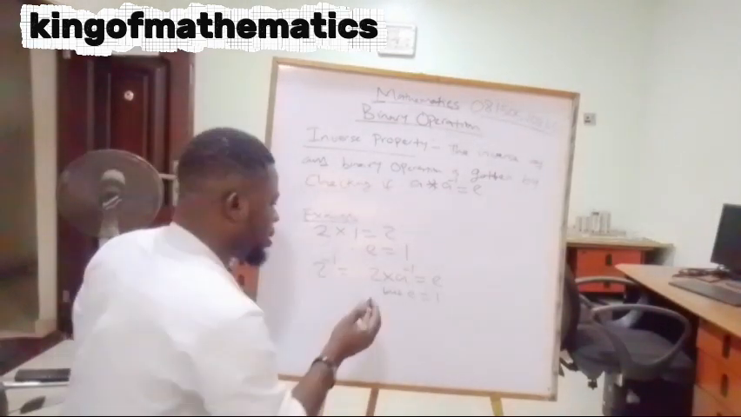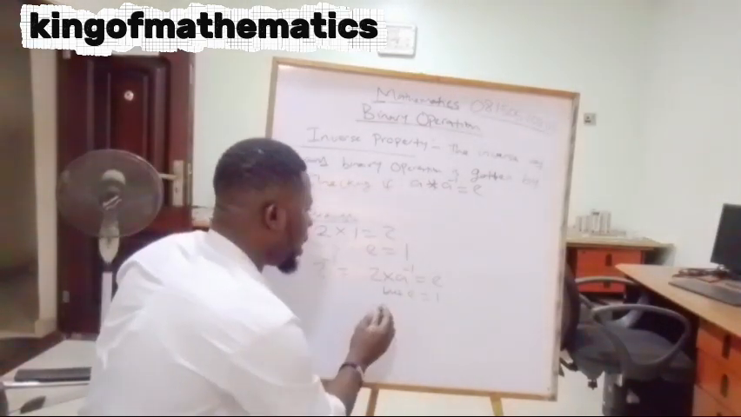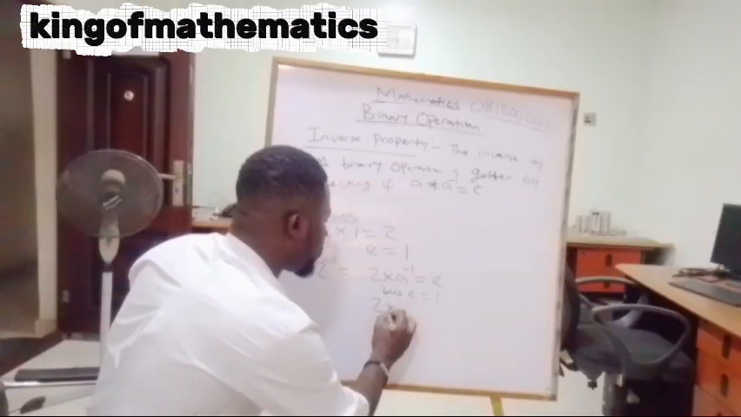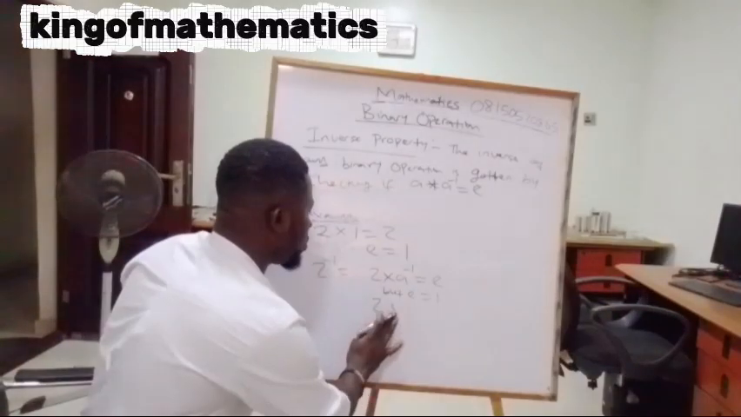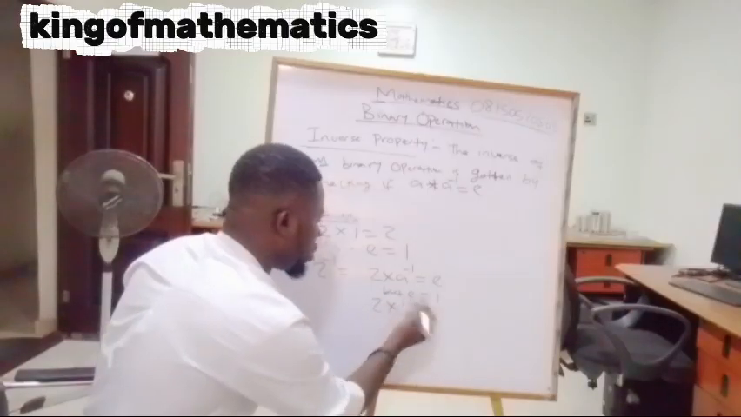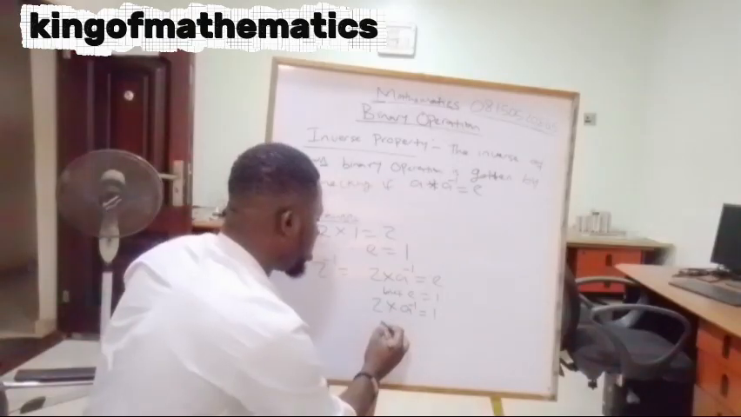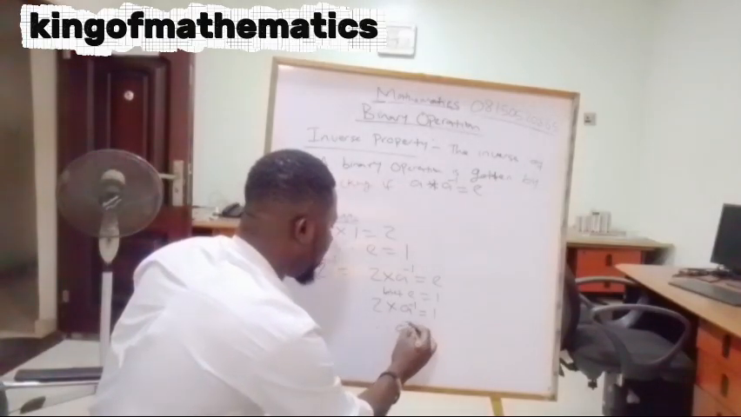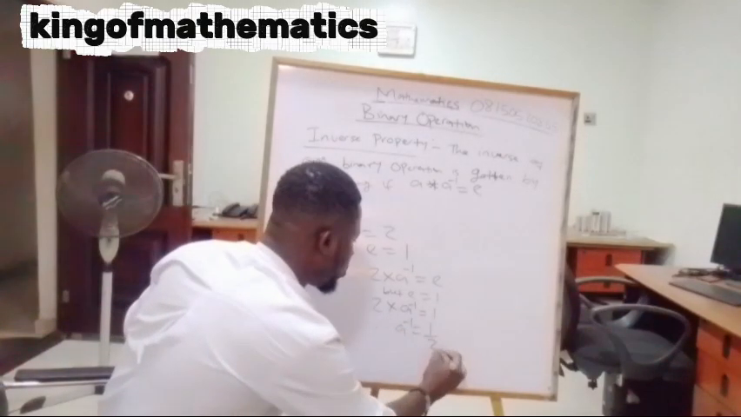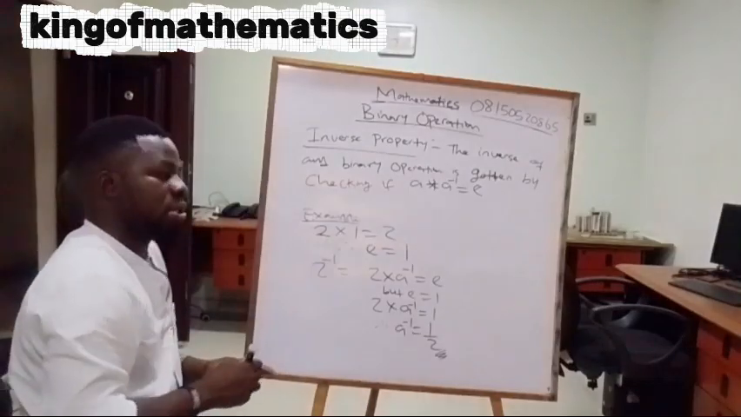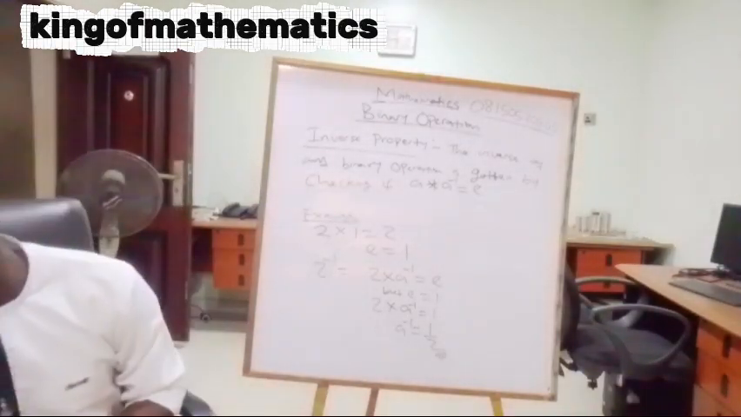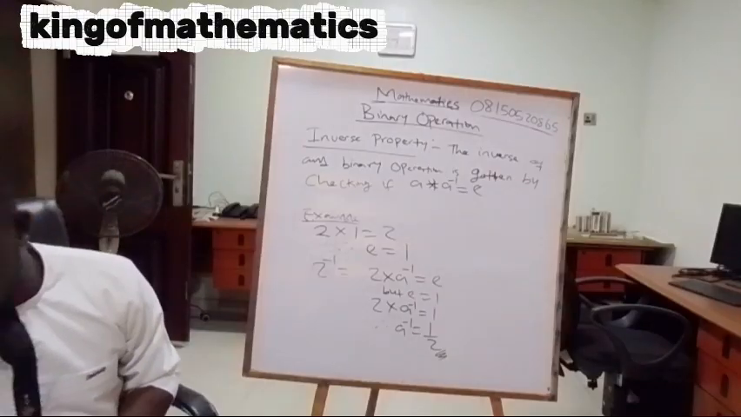So therefore, we now say that 2 times the other operation here, A inverse, is equal to what? 1. Therefore, A inverse is equal to 1/2. So that's how you get your answer for A inverse.